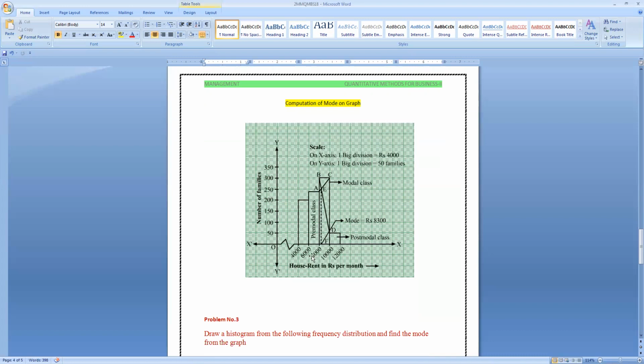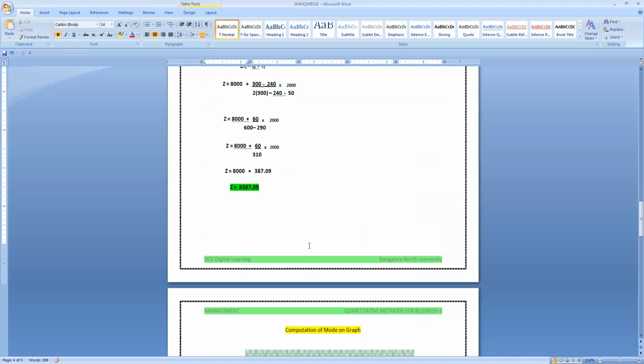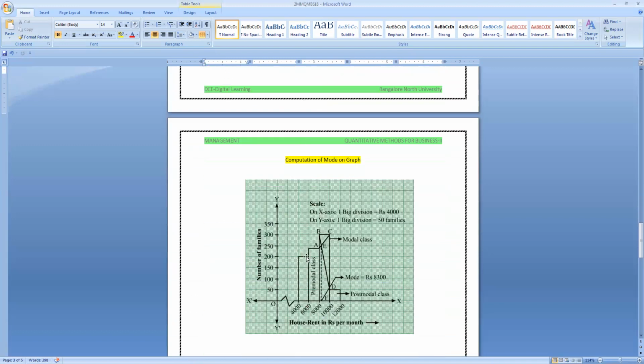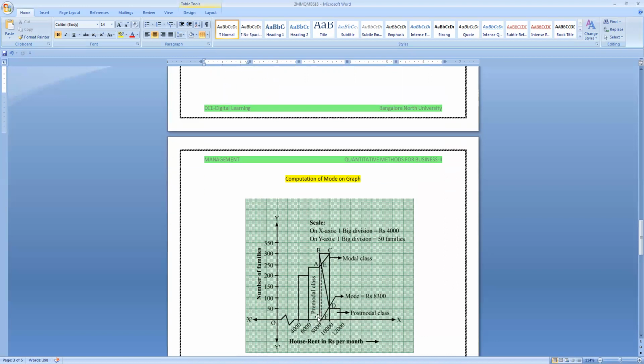So we have marked the rectangle. From 6,000 to 8,000 we mark a rectangle showing the number of families, 240. After 200, here 240 we have to consider. From 8,000 to 10,000 it is 300, then 10,000 to 12,000 it is 50. After joining all these, we know that the value of mode is going to be located in 8,000 to 10,000.